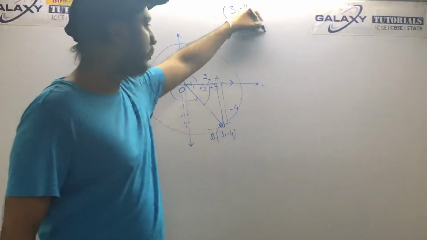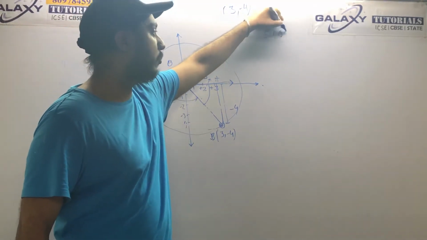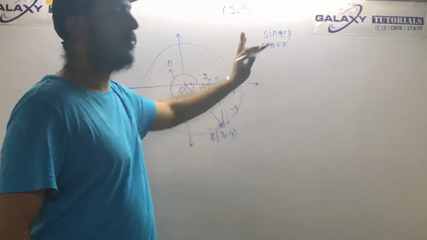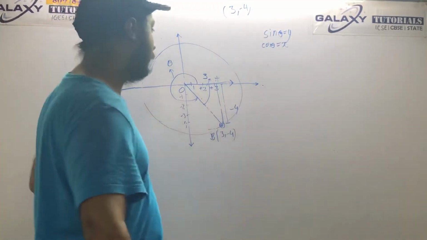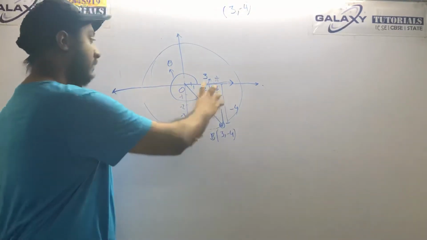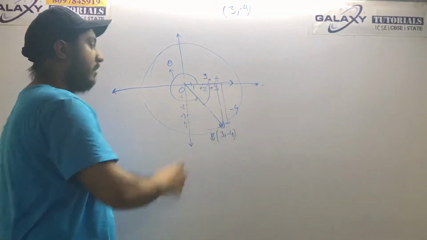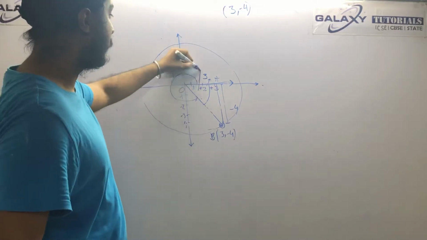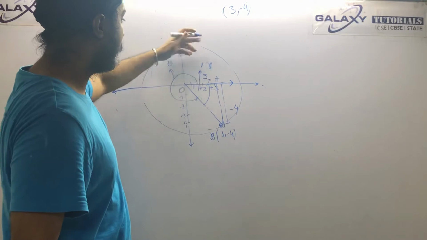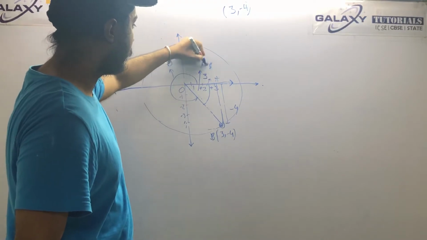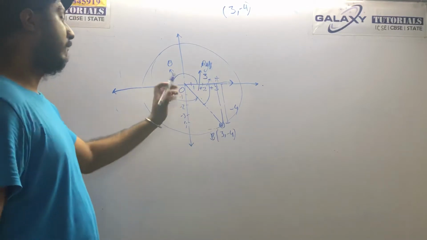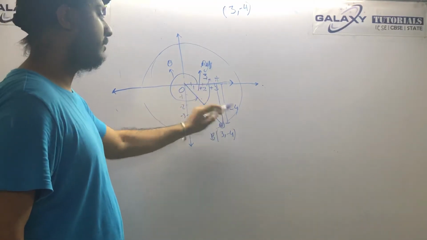So you can't use this formula, that sine theta is equal to y and cos theta is equal to x. Why? Because this formula was applicable for the unit circle only. So we will do this the normal way. What he wanted to ask in the question is this triangle. In this triangle you can assume this angle as theta, or you can name this angle the reference angle. This is the reference angle right here. First of all, this is 3 and this is -4.